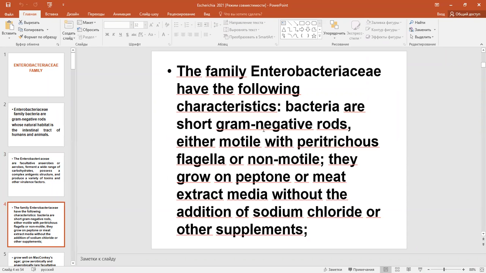The family Enterobacteriaceae has the following characteristics. Bacteria are short gram-negative rods, either motile with peritrichous flagella or, some of them, non-motile. They don't need enriched media. They are able to grow on peptone or meat extract media without the addition of sodium chloride and other supplements. Just 1% peptone water is enough for them.